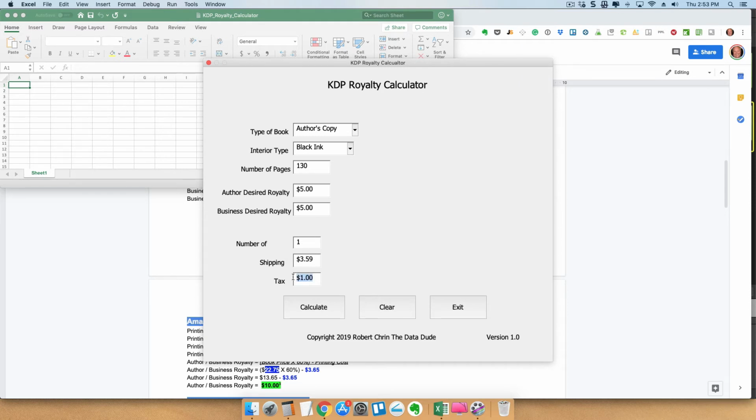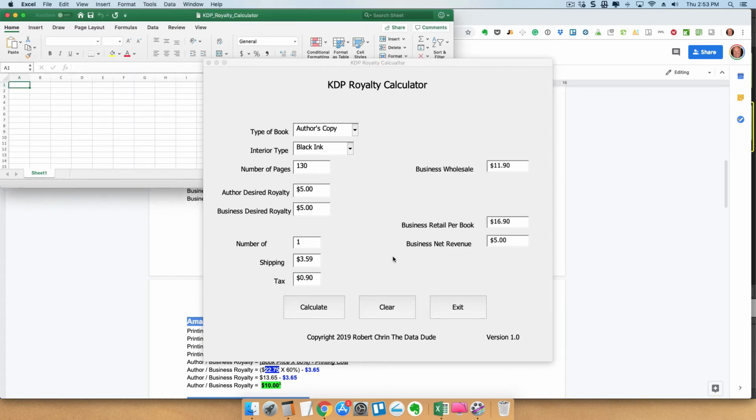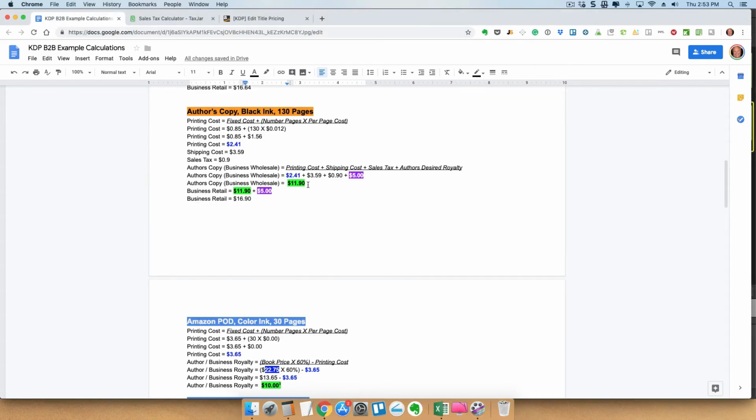And I'm going to change this tax to 90 cents and then hit calculate. And basically it's going to say the wholesale price is $11.90, and then the business can make $5 if they charge $16.90. And again, business wholesale is $11.90, and that's what we got here. So it does all this calculation for you automatically. You don't have to figure it out yourself.